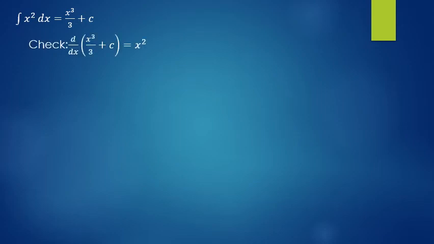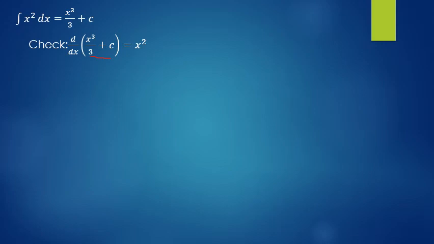Let's recall some of the examples. The first example that we had was the integral of x squared dx. Our answer was x cubed over 3. So if we get the derivative of x cubed over 3 plus c, the derivative of that is x squared.